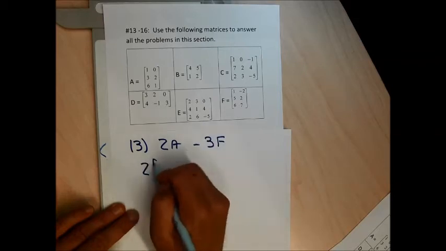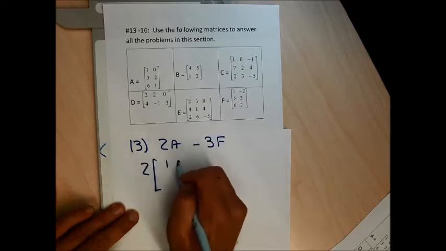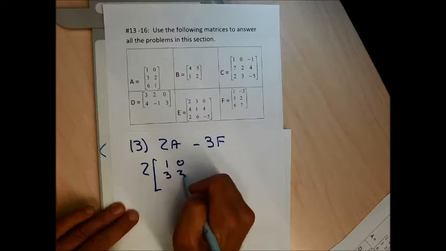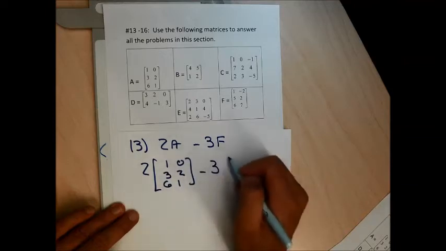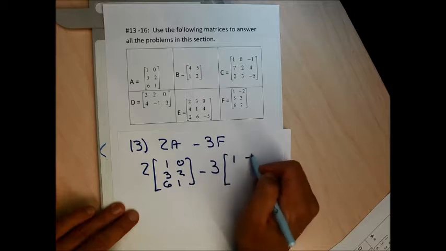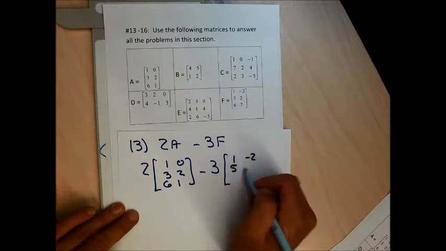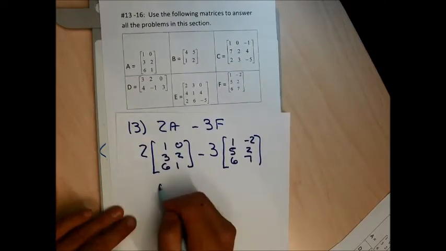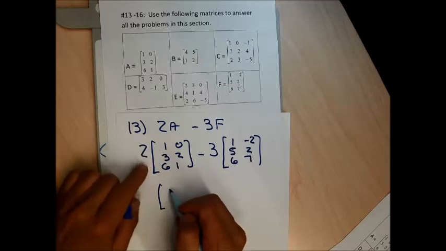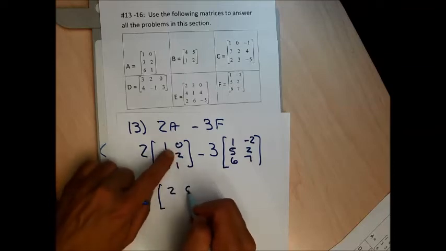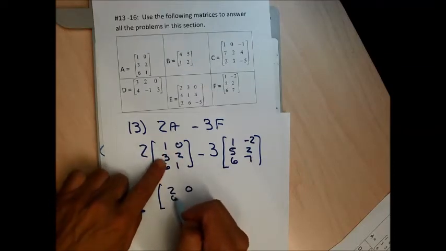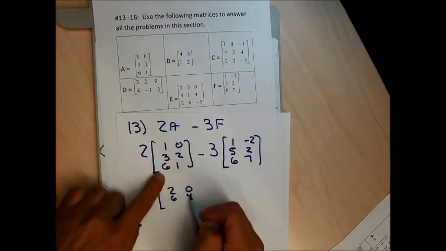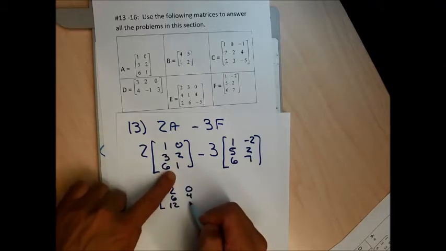That's going to be 2 times matrix A, which is 1, 0, 3, 2, 6, 1, minus 3 times matrix F, which is 1, negative 2, 5, 2, 6, 7. Multiply everything in the left matrix by 2. 2 times 1 is 2. 2 times 0 is 0. 2 times 3 is 6. 2 times 2 is 4. 2 times 6 is 12. 2 times 1 is 2.